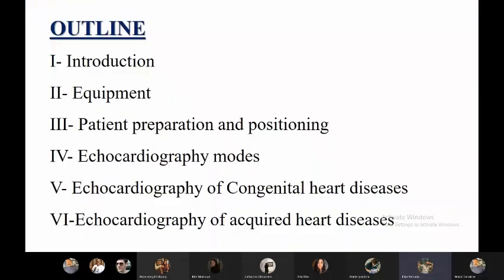Now, let's begin. For the outline, we will begin with the introduction, then the equipment, patient preparation and positioning, echocardiography modes, echocardiography of congenital heart diseases, and echocardiography of acquired heart diseases.